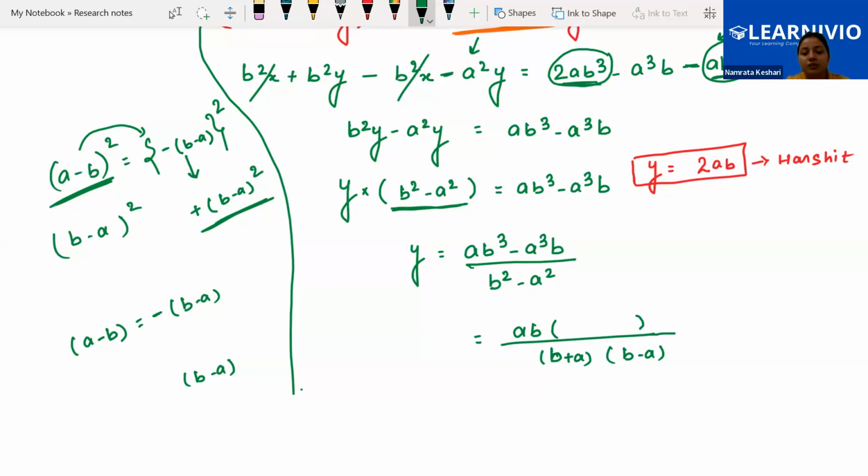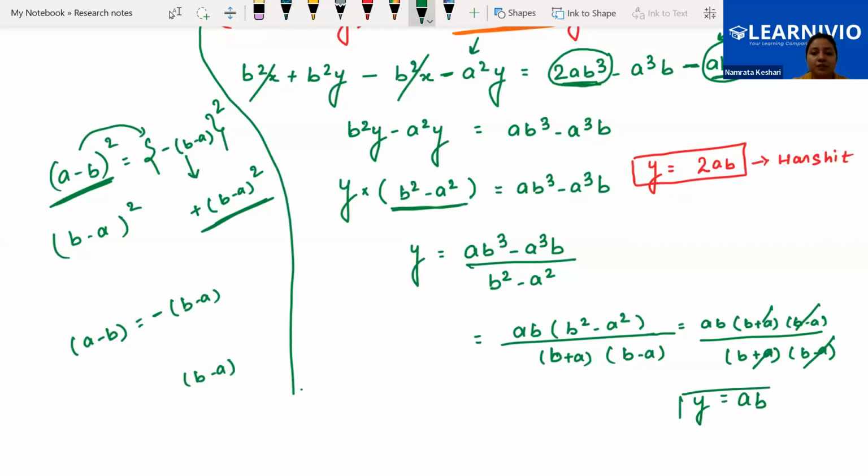Ma'am, b square minus a square. Still we can do the factorization of this one. So it will become ab, and again we can write b plus a, b minus a, and everything we can see is getting cancelled out with the denominator. Okay, b plus a, b minus a is getting cancelled out with the denominator, and we are having just ab. Y value is ab.